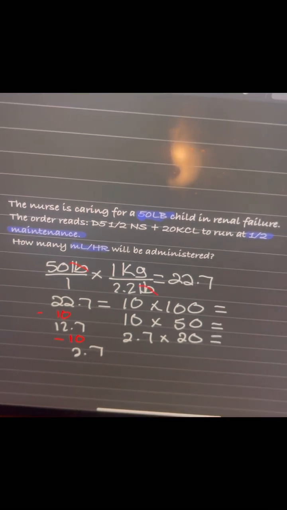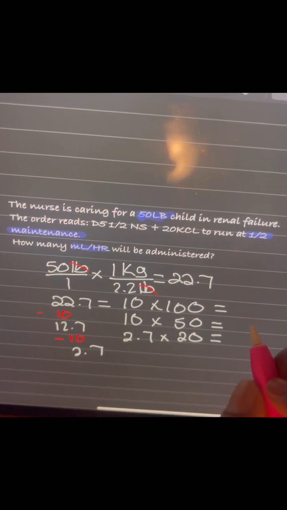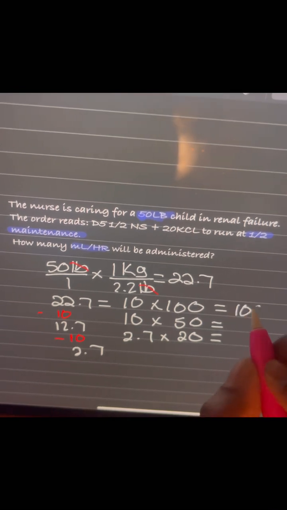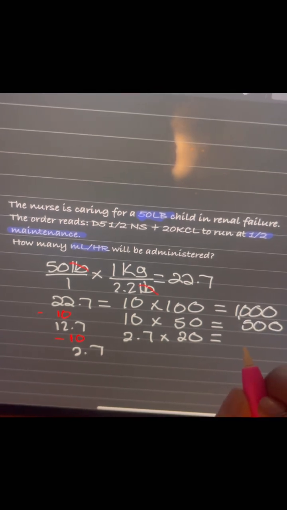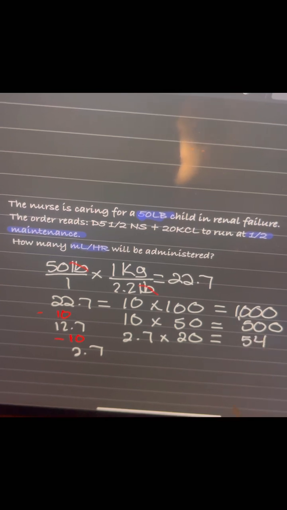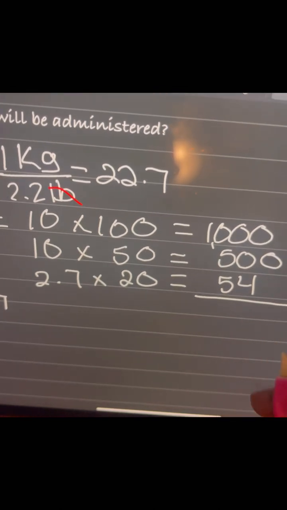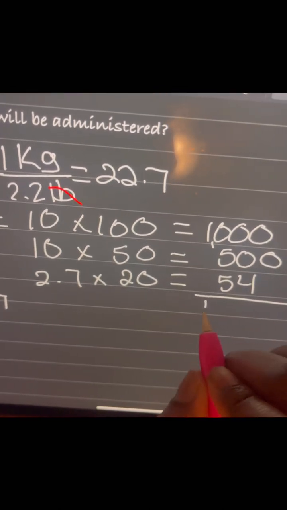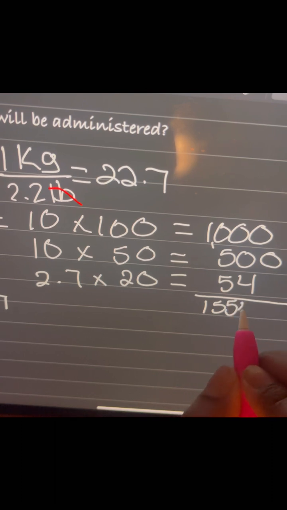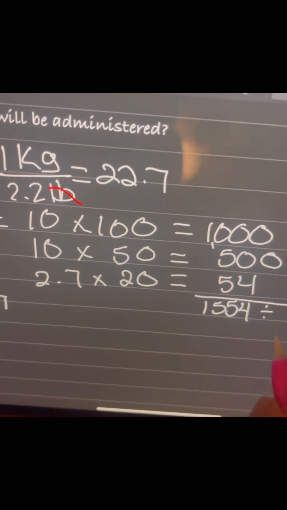Then when we add all this up, or multiply all this up, not add, you're gonna get 1,000 here. You're gonna get your 500 here. And then down here, you're going to get your 54. When you add all these up together, right here, you're going to get 1554. You're still going to divide it by 24 because there are 24 hours in one day.